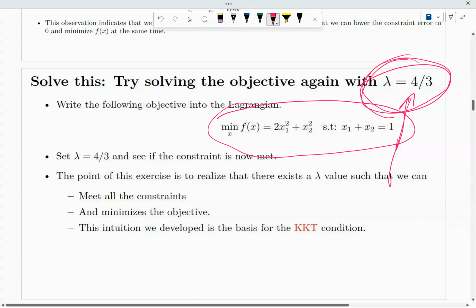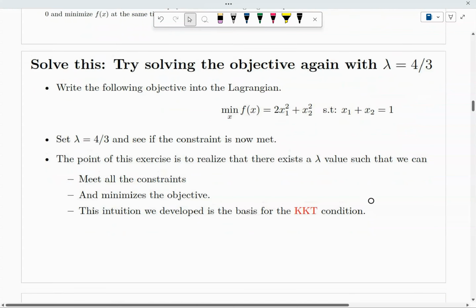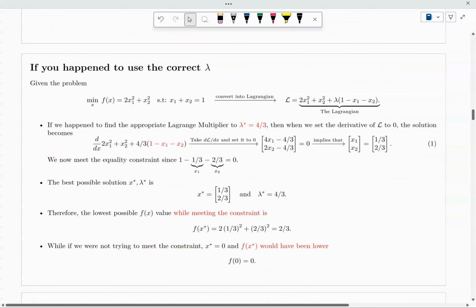But this time, use 4/3 as the lambda value. Okay, all right, pause the video. I'm going to go on. So what happens if we use lambda as 4/3? Well, if lambda is equal to 4/3, we plug 4/3 here, and if we take the derivative it becomes this. This is the derivative, implying that when we solve this for equal to 0, x1 and x2 are 1/3 and 2/3. And guess what? 1/3 plus 2/3 is equal to 1.